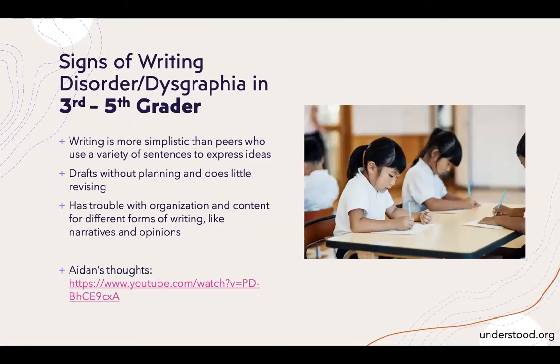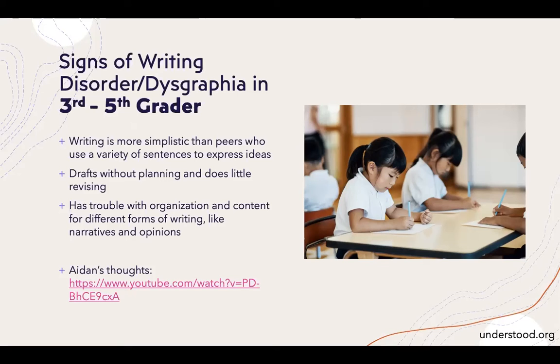So in the third to fifth grade range, we're thinking of students who are demonstrating more simplistic writing as compared to peers as students who may be demonstrating some signs of having a writing disorder. When we're comparing, often at this range, there are a variety of sentences that are used to express ideas, and there's a lot of flow that can happen with writing. And so when we have a student who isn't doing that, that's another reason to consider what's going on.